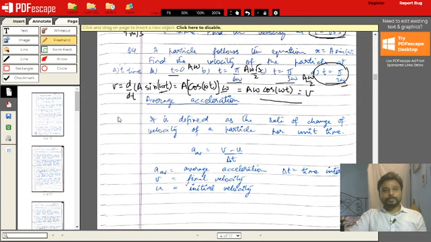Next we proceed further. We try to write the value of average acceleration, or we try to study what is average acceleration.